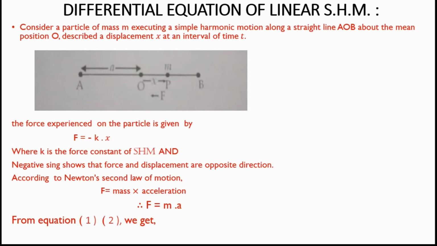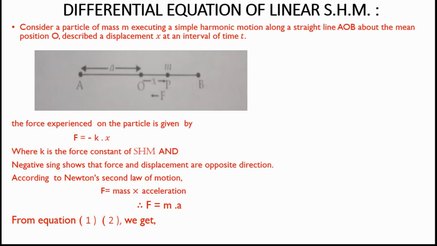Now, the differential equation of linear SHM. Consider a particle of mass m executing a simple harmonic motion along a straight line AOB about the mean position O. Describe a displacement x at an interval of time t. The force experienced by the particle is given by F is equal to minus k into x, where k is the force constant of simple harmonic motion, and the negative sign shows that force and displacement are in opposite directions. According to Newton's second law of motion, force is equal to mass into acceleration.